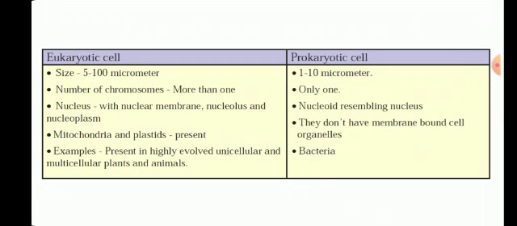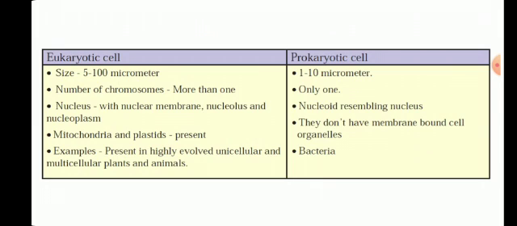Mitochondria and plastids are present in eukaryotic cell. Prokaryotic cell lacks membrane bound cell organelles. Means prokaryotic cells do not possess membrane bound cell organelles. Examples of eukaryotic cell: it is present in highly evolved unicellular and multicellular plants and animals. Example of prokaryotic cell: bacteria.